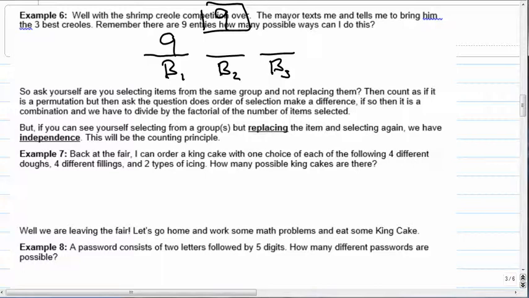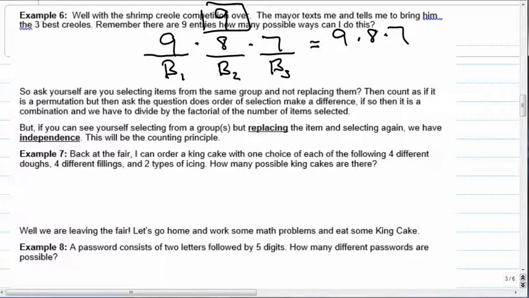He wants the 3 best Creoles. So if I show up with 2, he's going to be upset. So if I want the 3 best Creoles, I can't put something back, and my numbers are going to go down. So I get 9, 8, 7. Step 4. Is there order here? Well, think about it. If you're picked first, you're one of the 3 best Creoles. If you're picked second, you're one of the 3 best Creoles. I said the same thing. It doesn't matter when you get picked.